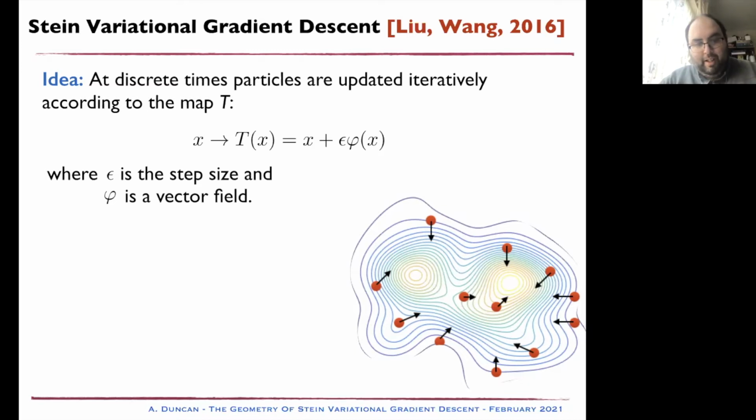And so basically at discrete times, particles are updated by moving them along this map T of x here. What T of x does is basically the identity plus epsilon, which is some step size, for example, times a vector field. And so what it's doing is basically pushing each particle a small distance along the arrow dictated by the vector field at that position. And so this was the paper of Liu and Wang, and they called their method the Stein variational gradient descent for reasons that I will mention in a little bit.